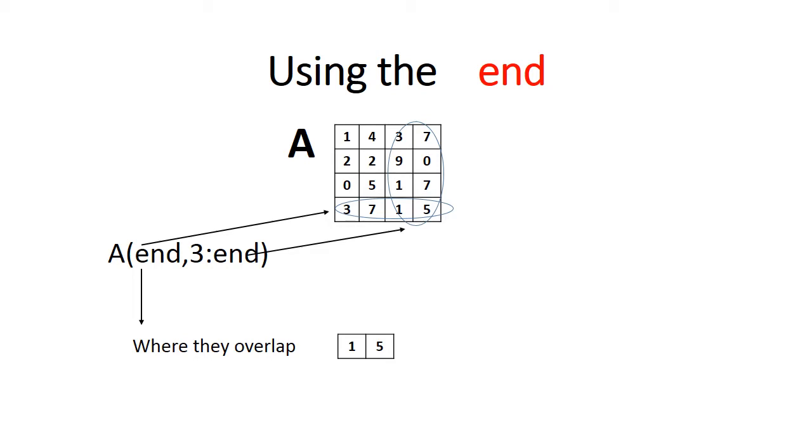When you only have the word end, it simply refers to the last one. In this case the last row is 37, 15, and then the columns are specified: column 3 to the last column. So we have those two circles, and where they overlap we have our final subarray, which in this case is 15.